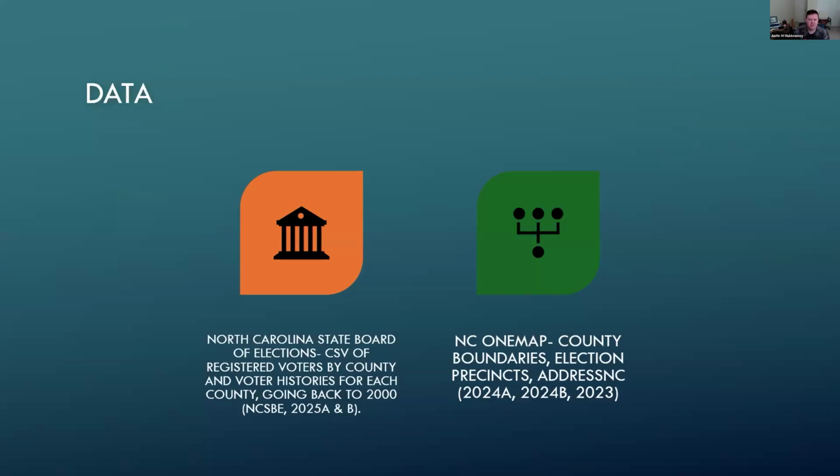For data, I have pretty simple data. The North Carolina State Board of Elections has a file for the state as a whole for all the registered voters. They also have county by county files, and they also have the state as a whole for voters and county by county, going back to 2000. And then NC1 Map, which is basically the North Carolina GIS database. I just pulled the county boundaries, the election precincts, and AddressNC, which is the address locator for geocoding.